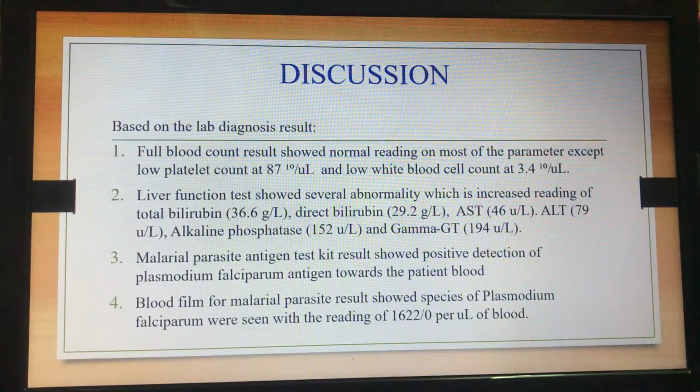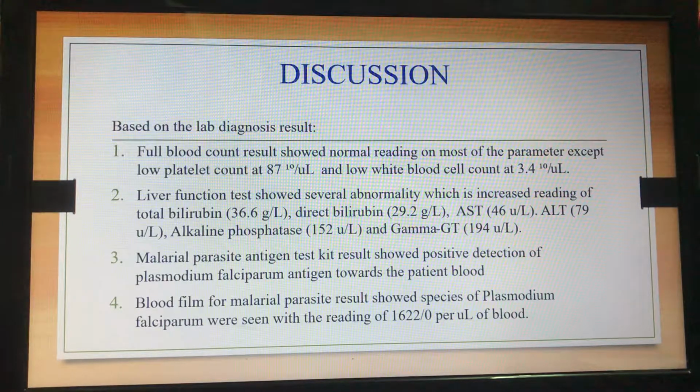In discussion, based on the lab diagnosis results, first, the full blood count result shows normal readings on most of the parameters except low platelet count at 87 microliter and low white blood cell count at 3.4 per liter. Second, liver function test shows several abnormalities, which are increased readings of total bilirubin, direct bilirubin, AST, ALT, alkaline phosphatase, and gamma GT.